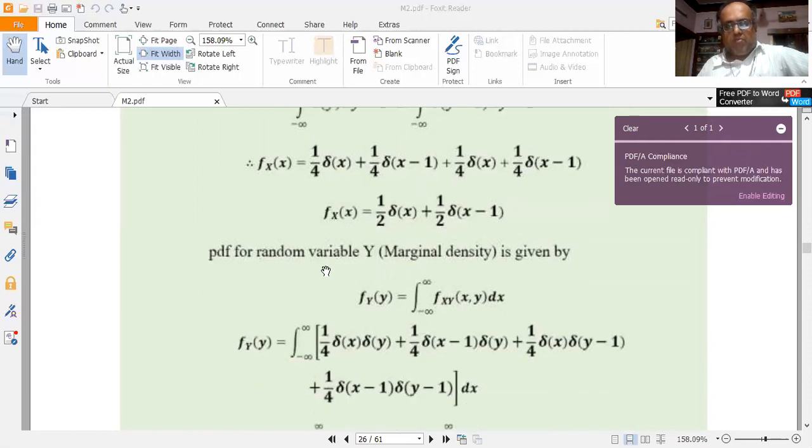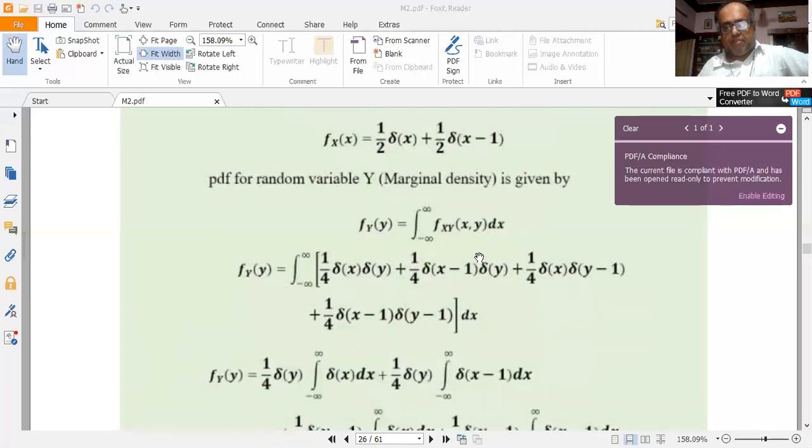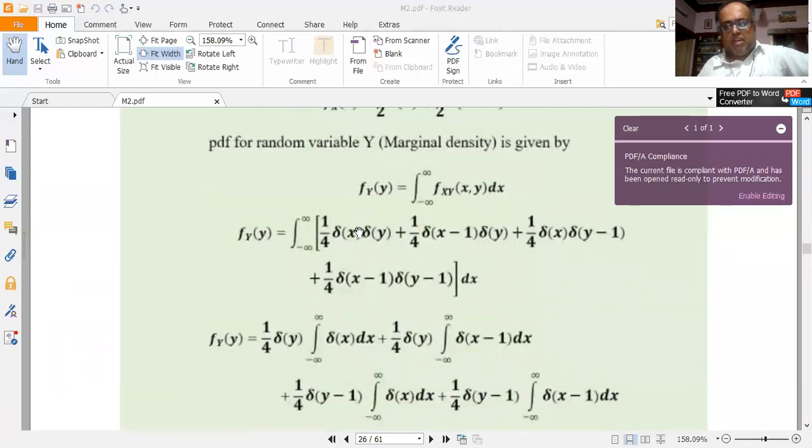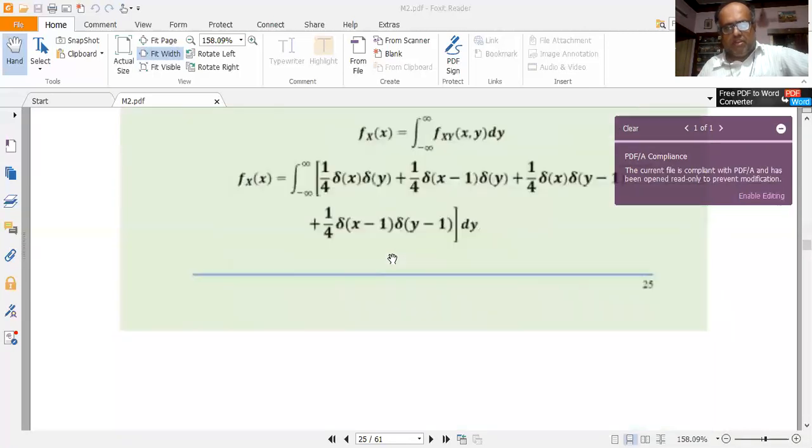Now, the marginal PDF for random variable Y is given by fy of y is equal to integral minus infinity to plus infinity fxy of x comma y dx. Now again substitute the given joint PDF fxy of x comma y.